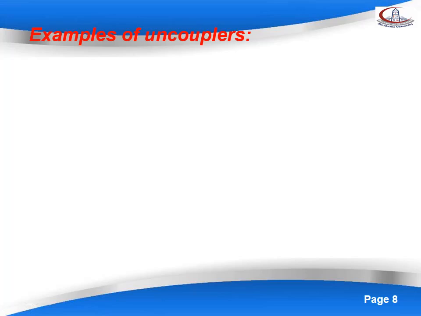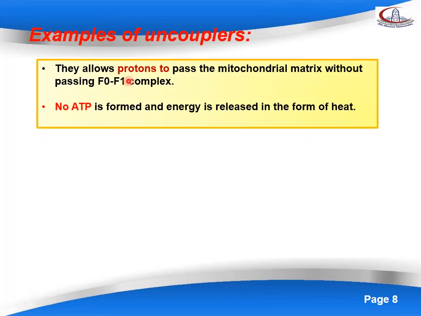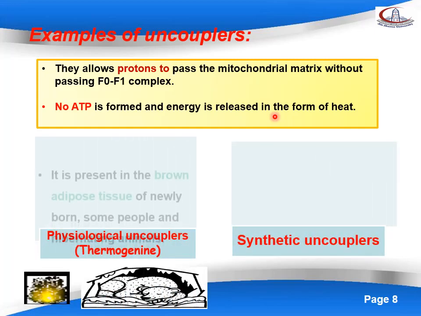Is the uncoupler normally present in our body, or is it a pathogenic process? Again, this is the mechanism of action of an uncoupler: it allows protons to pass into the mitochondrial matrix without passing through complex 5, F0, F1. So no ATP is formed, and the energy released from oxidation is dissipated as heat. Again, my question: is the uncoupler pathogenic, or is it normally present inside our body?